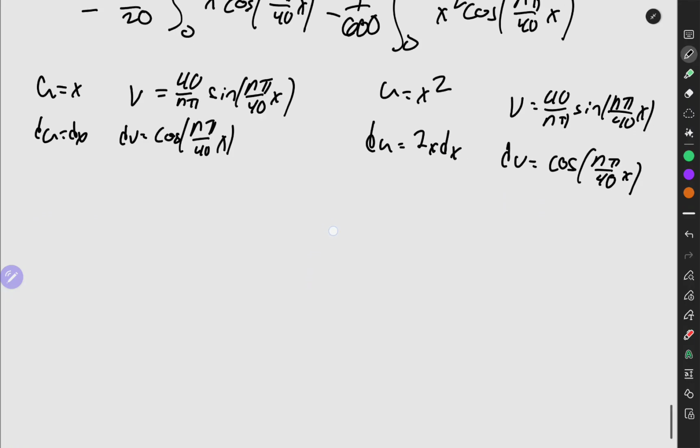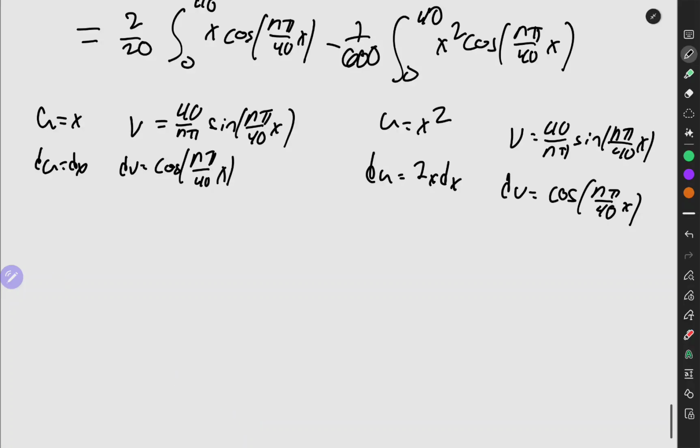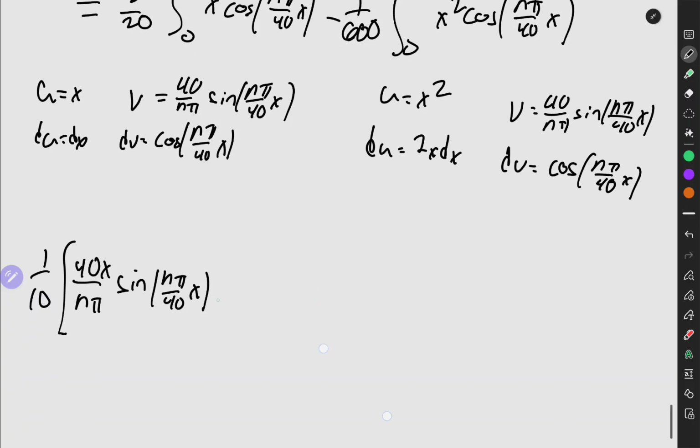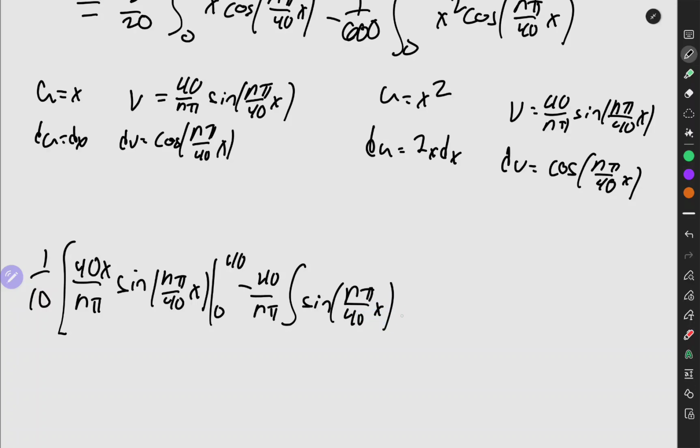Okay, let's just go ahead and do this. So for this first half, we have 1 over 10 times UV, 40 over n pi x times sine n pi over 40x, from 0 to 40, minus, I'm going to pull out that 40 over n pi, it's v du, sine n pi over 40x, dx.